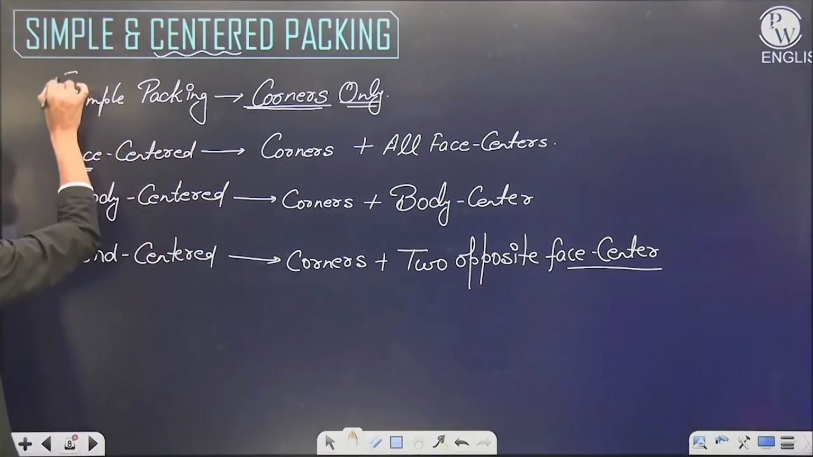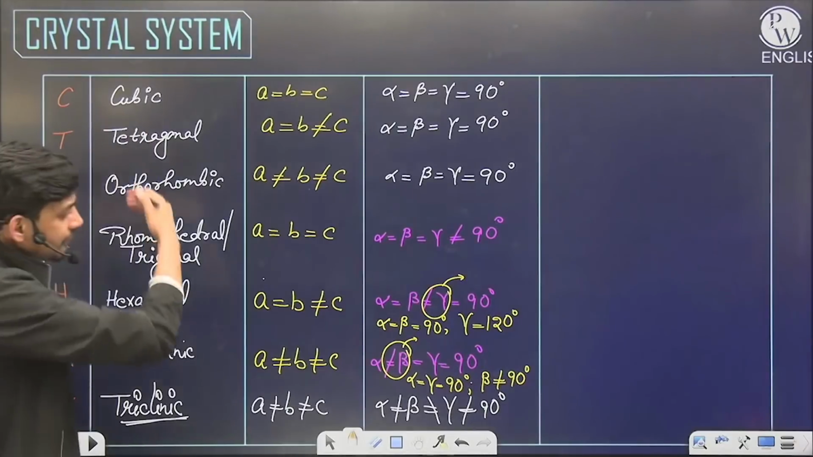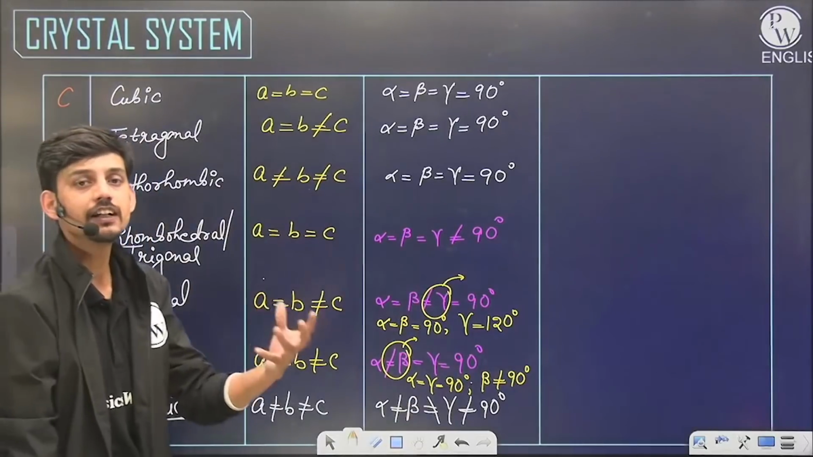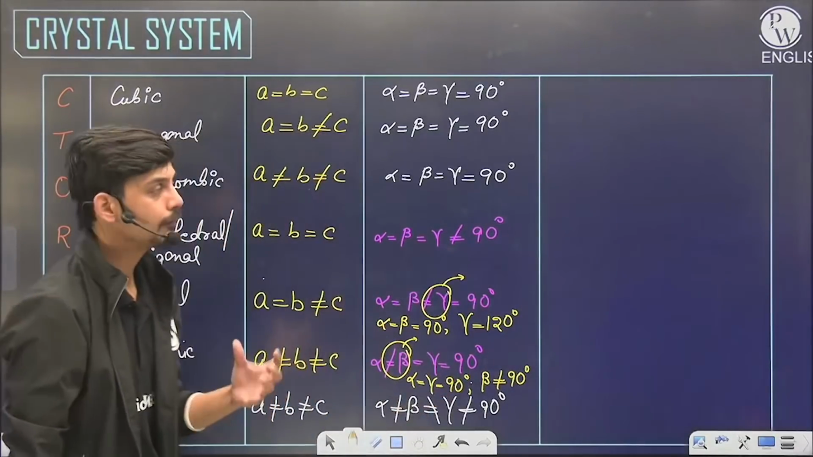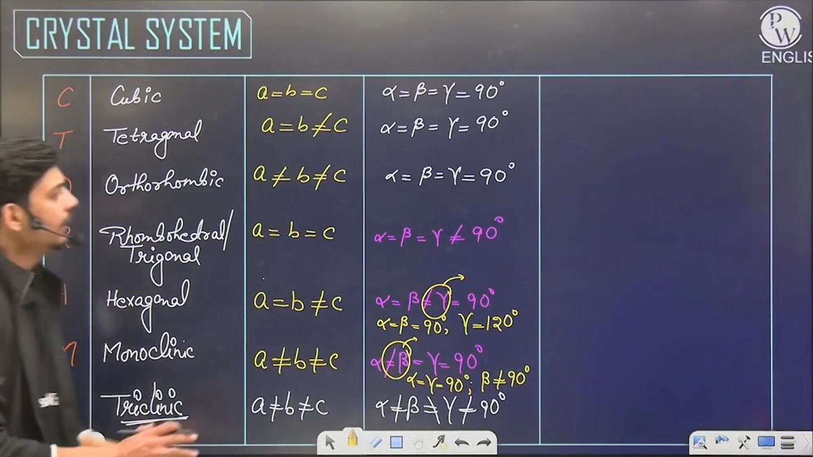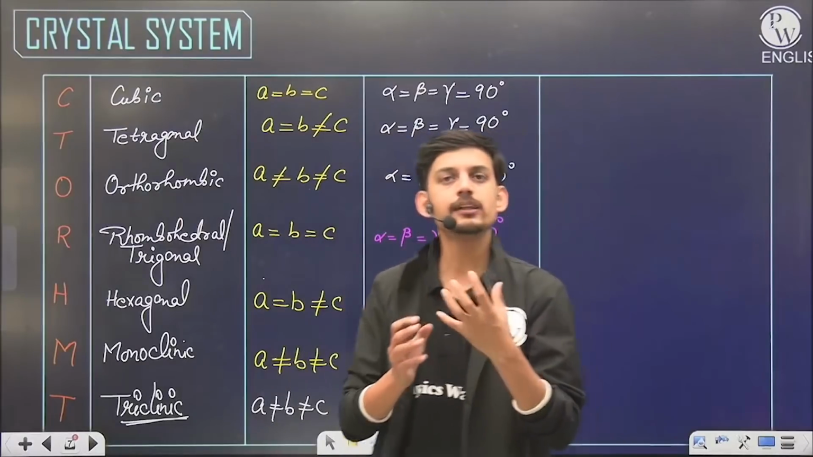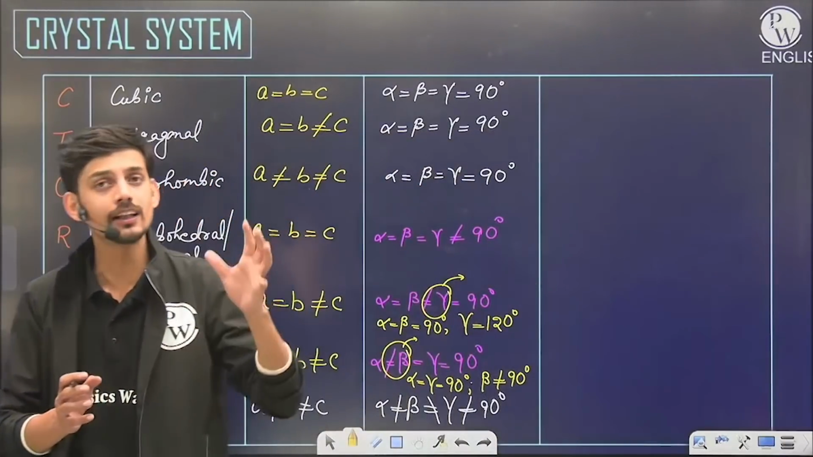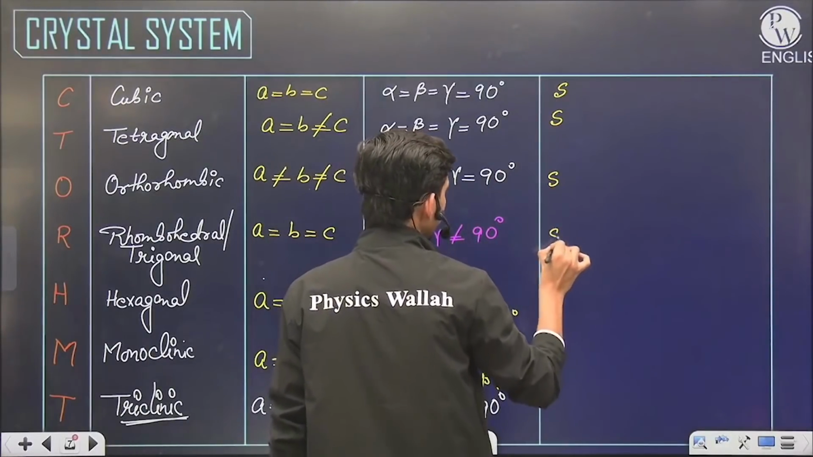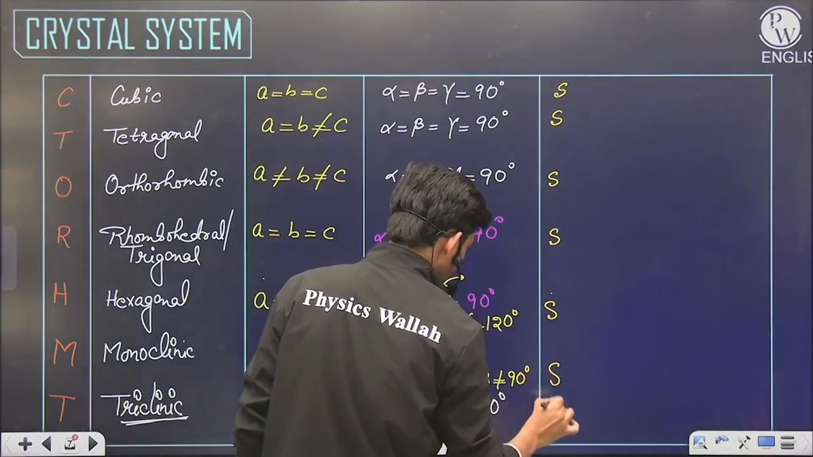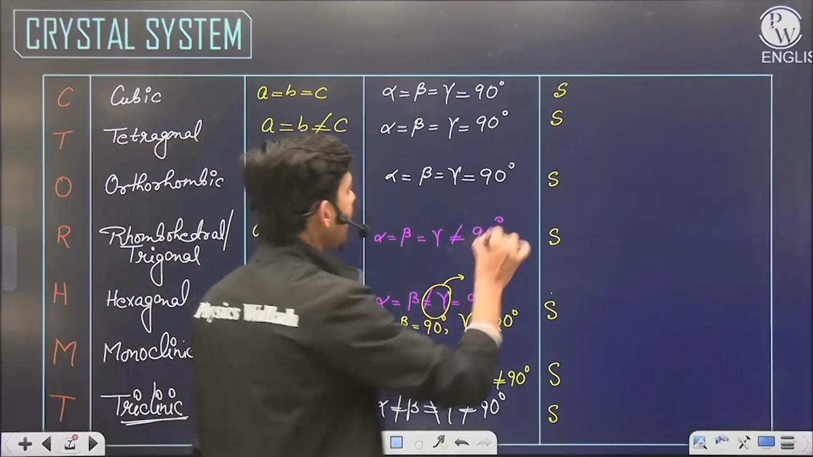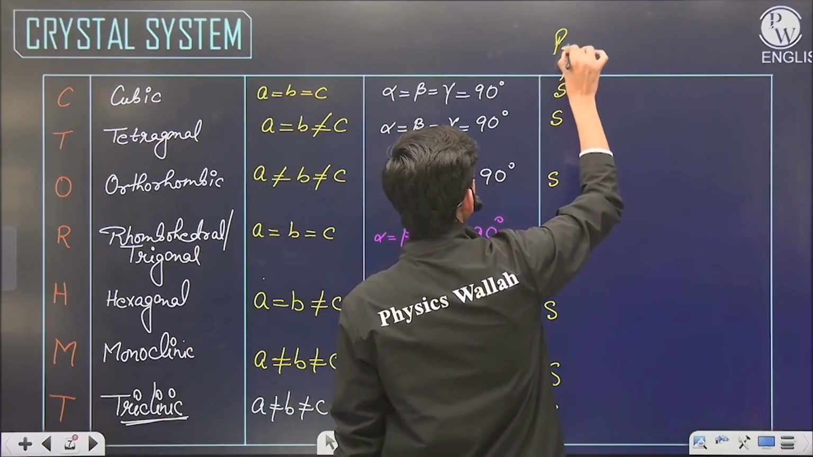Now these are the 4 types of packing, and these are the 7 crystal systems. In these 7 crystal systems, we can have various different packings. For simple cubic or simple packing, corner atoms are compulsory for all packings, so simple packing is present in all 7 systems. First we will learn how to remember all these packings. Simple packing is present in all of these crystal systems, and it is also called primitive, the most basic packing.